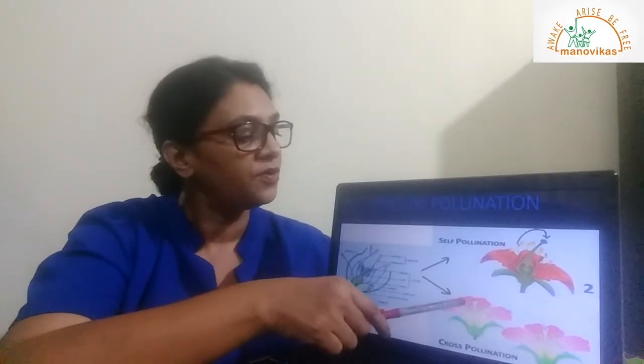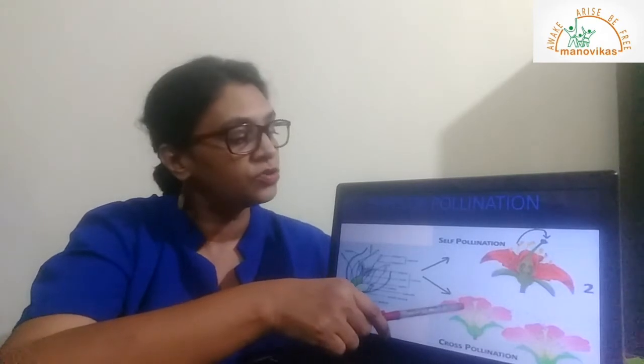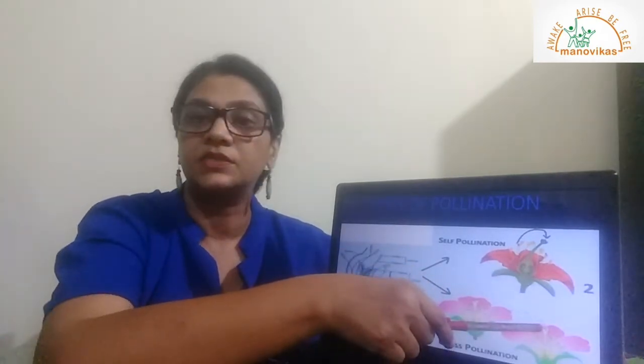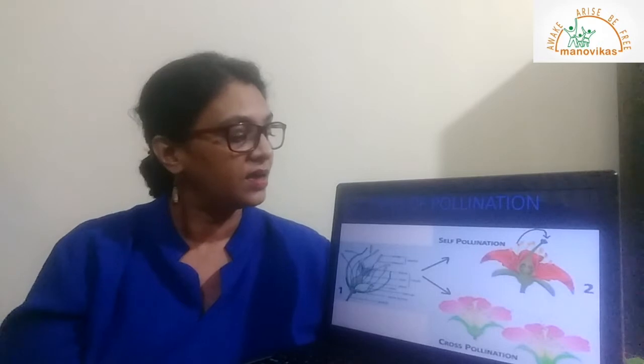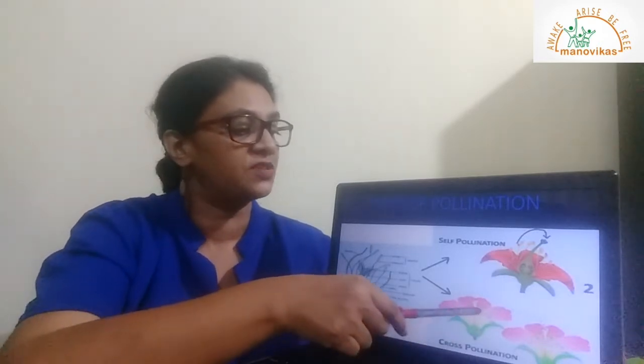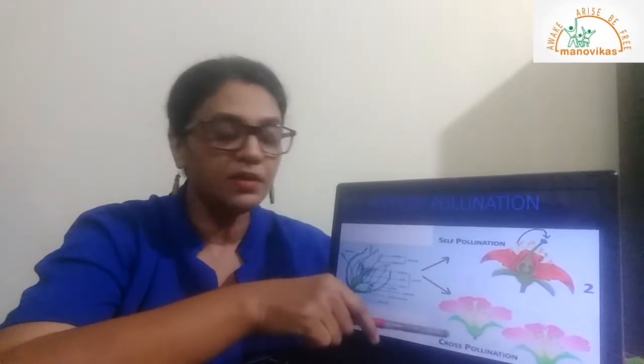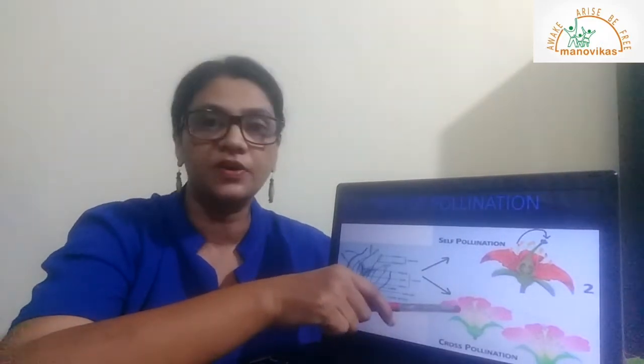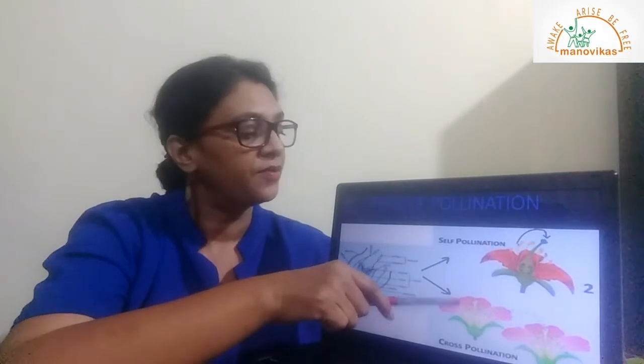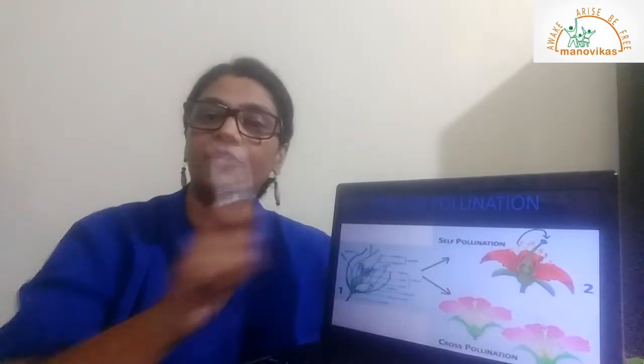Transfer of pollen from the anther to the stigma of another flower is called cross-pollination. Remember, the species is the same. Again, cross-pollination is transfer of pollen to the stigma of another flower.